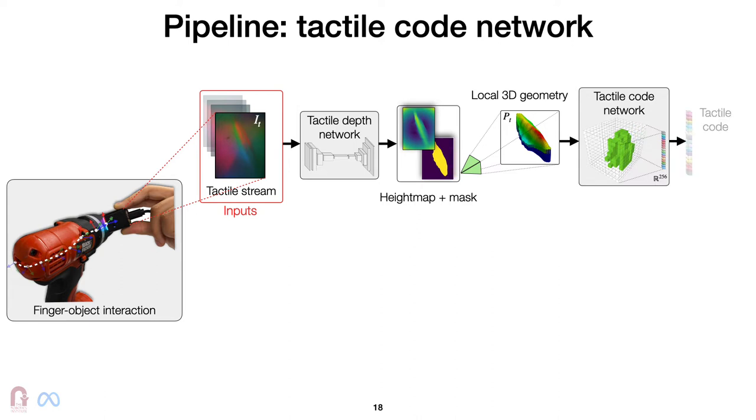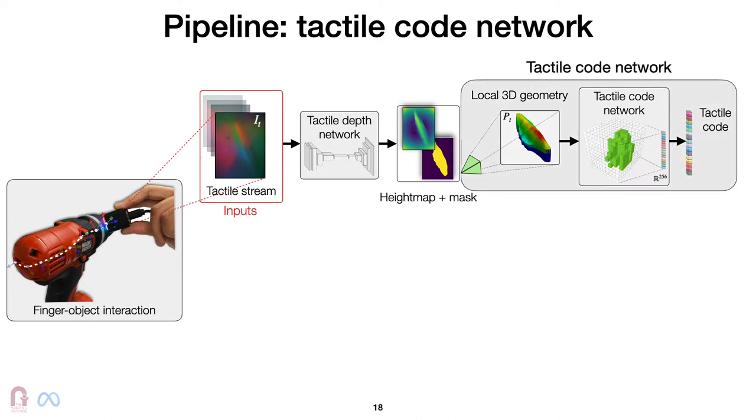Next in the pipeline, we want to condense the point cloud into a compact embedding that we can use for place recognition. This is similar to the loop closure or point cloud retrieval problem in SLAM.